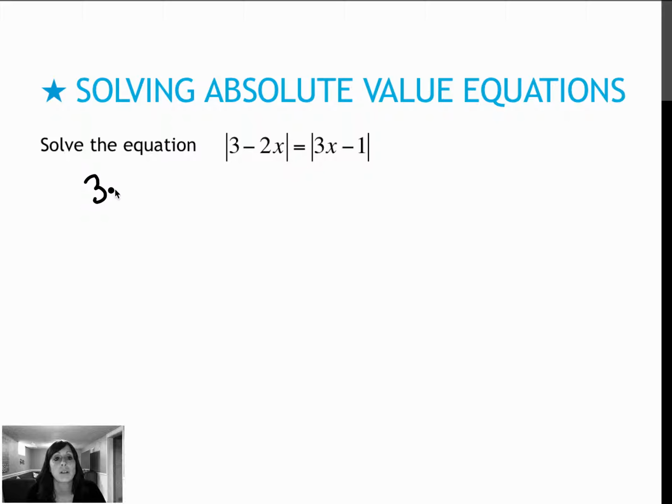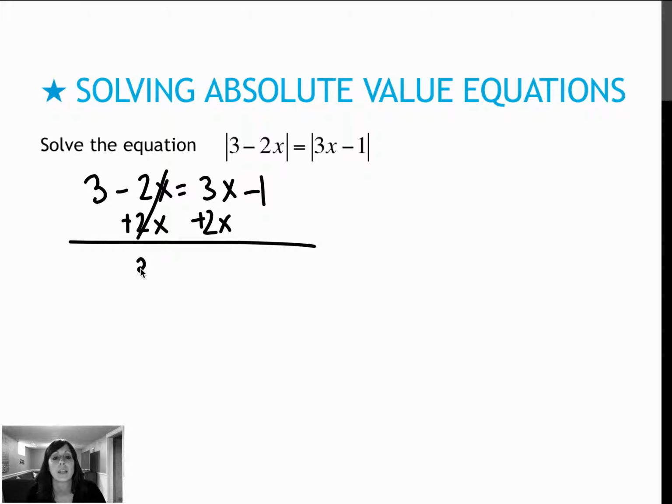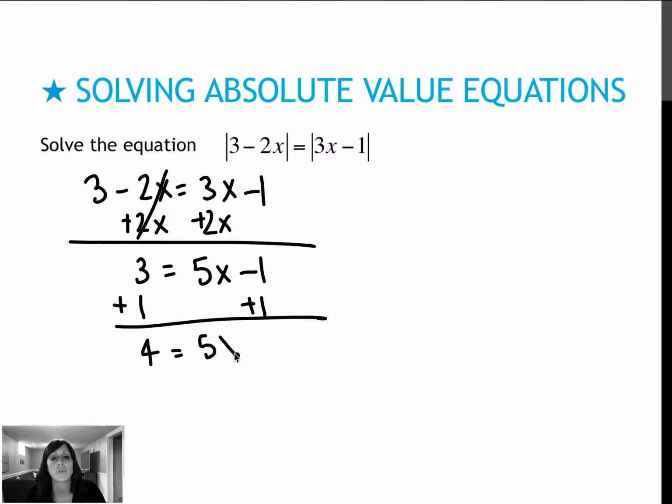For my first one, 3 minus 2x equals 3x minus 1. And then I will solve by getting all of my x's to one side. So I'm going to add 2x to each side. That gives me 3 equals 5x minus 1. I'm going to add 1 to each side to get 4 equals 5x, and divide by 5 to get 4/5 equals x.